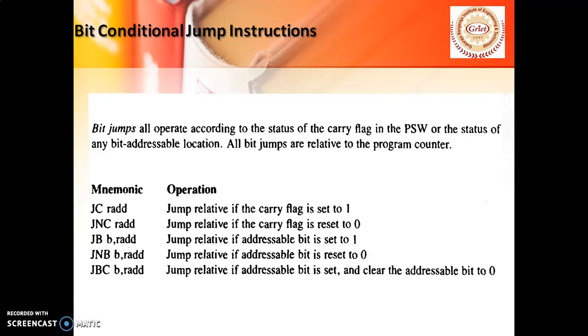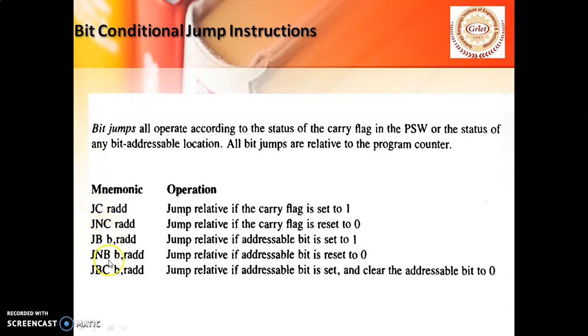Now let us go with the bit operations. Let us see the first instruction we have in the bit operations. We have a mnemonic called JC, where JC stands for jump if carry is set, and then we have a label name, that is R address, the relative address. Now, this operation says jump relative if the carry flag is set to 1. We are talking about the bit conditional jump instructions.